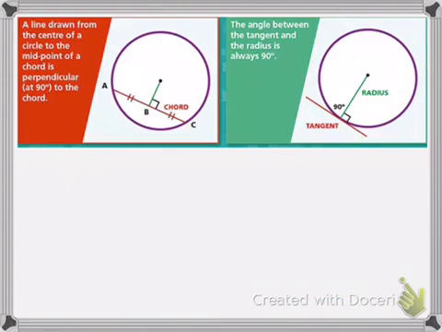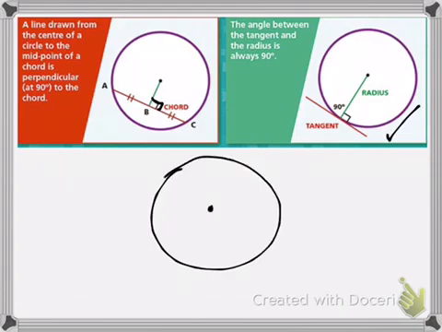Rules 5 and 6, straightforward. A line drawn from the centre of the circle to the midpoint of a chord is perpendicular, at 90 degrees. So you've got the 90 degrees here between the chord and the line from the centre of the circle. But this next one is one of the most popular ones. A radius and a tangent will always meet at 90 degrees. You have a radius of a circle, and a tangent, which is a straight line that touches the outside of the circle. It will always meet at 90 degrees. That rule comes up all the time.